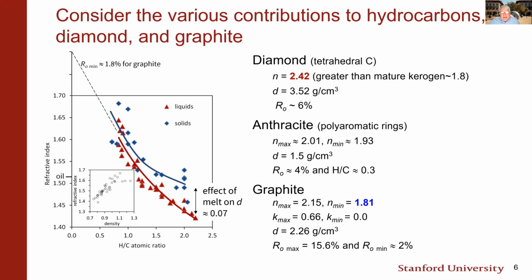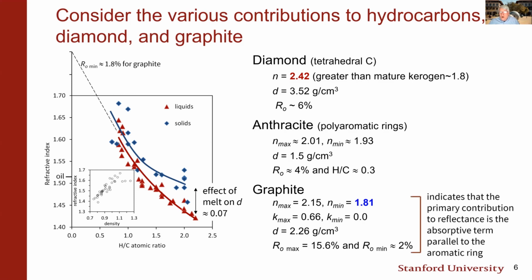In addition, and this is where the anisotropy of graphite comes in, when you start getting the large polyaromatic rings, you also get this absorptive term, and that takes your reflectance up from around 2% to up around 15% in that direction. So anyway, to summarize, the primary contribution to reflectance for graphite is the absorptive term parallel to the aromatic ring.